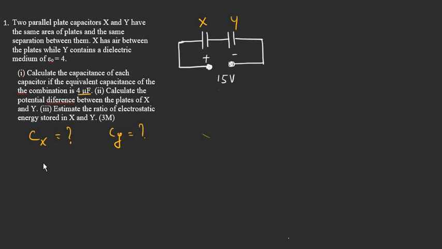So, since it is a series combination, we can write down the formula for series combination, that is Cx into Cy divided by Cx plus Cy, which is equal to 4 microfarad, which is given in this question.